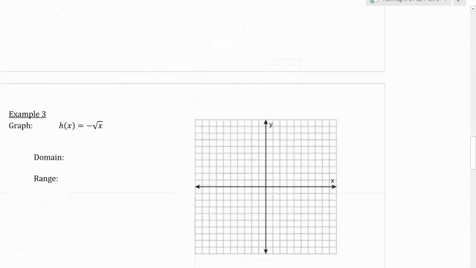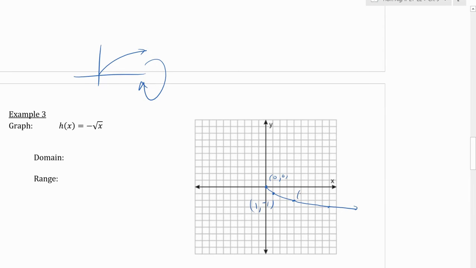Okay. This one takes that just square root function, flips it over the x-axis. So it's just a reflection about the x. So it's just going to go like that. So 0, 0 still in there. Over 1, down 1, over 4, down 2, over 9, down 3. So the domain is still x needs to be greater than or equal to 0 because of right there, but the answers are less than or equal to 0.